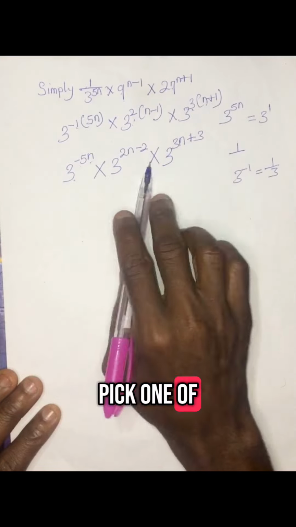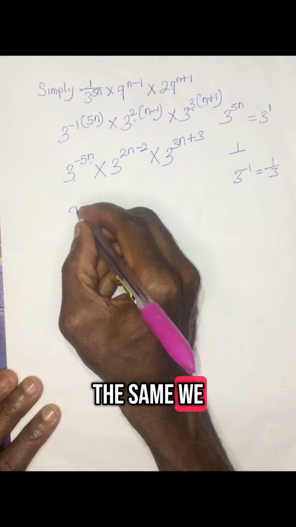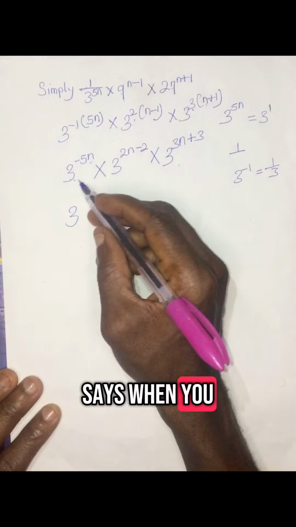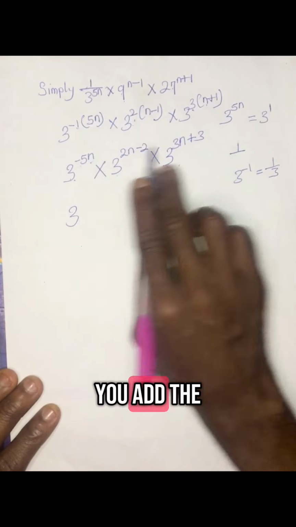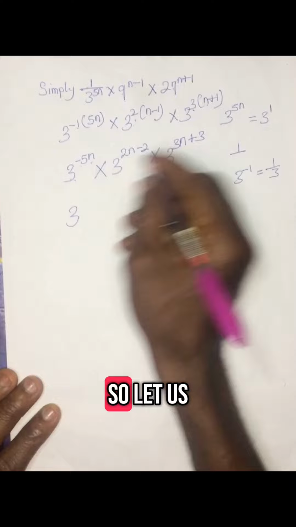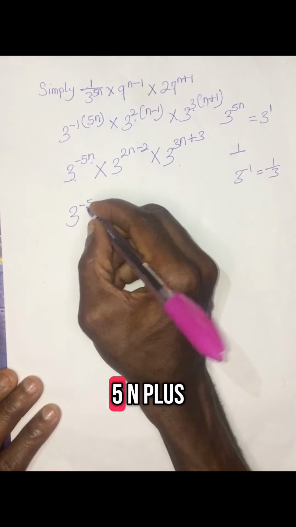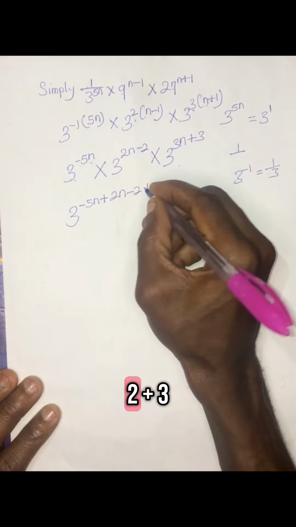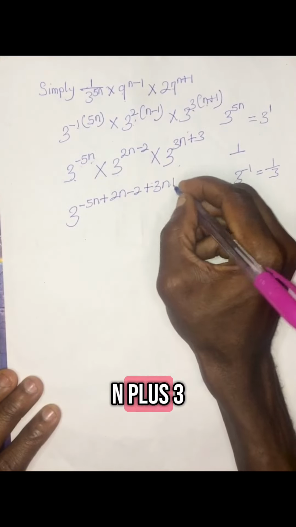So let us pick one of the bases since they are the same. We'll now write 3 because we have 3 here, 3 here, 3 here. The law says when you have the same base with multiplication, you add the powers, you add the indices. So let us add the indices and we'll have minus 5n plus 2n minus 2 plus 3n plus 3.